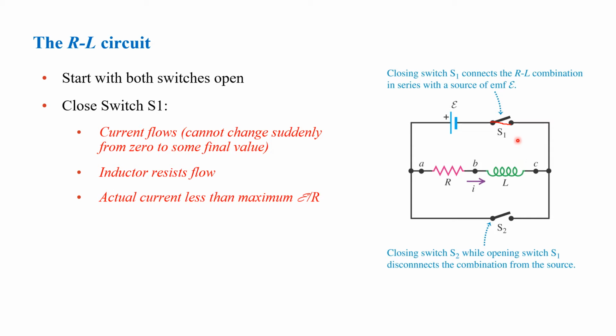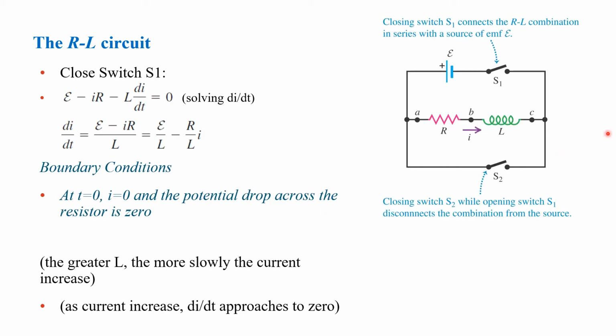So that means your current flows, however, it cannot change suddenly from 0 to some final value because your inductor here resists the flow of your current. If there was no inductor here, the actual current is equal to epsilon over R from your Ohm's law. But since you have your inductor here, the current that flows initially in your circuit is less than your maximum epsilon over R. We're still talking about the one where S1 is closed.